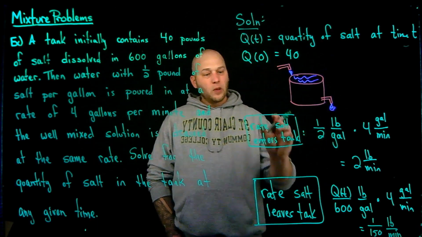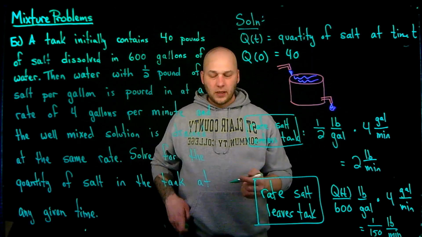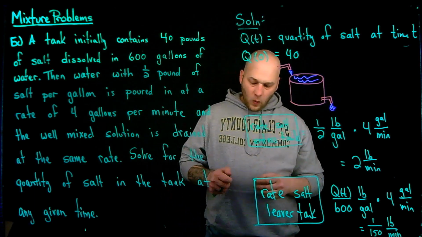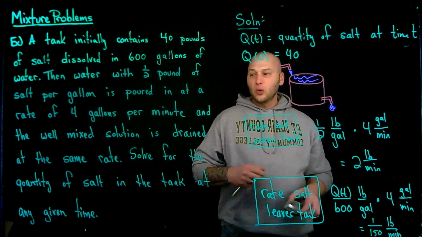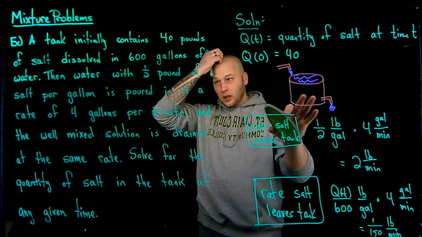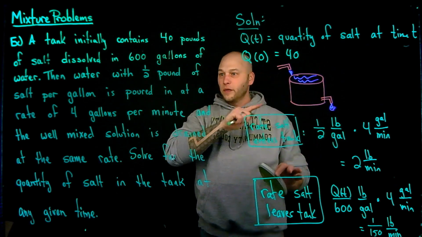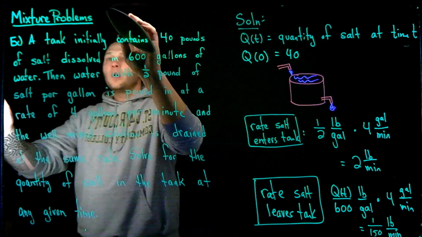Okay, so this gives me the rate that the salt enters the tank and the rate that the salt leaves the tank. Now what I want to do is set up a differential equation for Q. So let me see, what do I have here that I still need? I think I might have everything here. We've got Q of 0 is 40, and we've got all those different rates. I think I can erase all this with no problem.